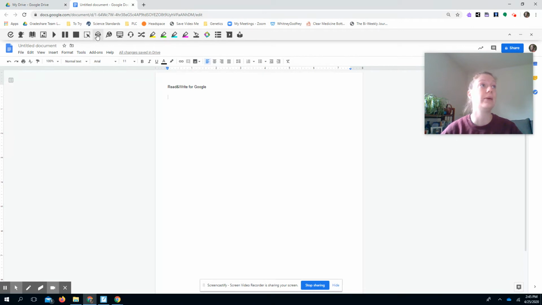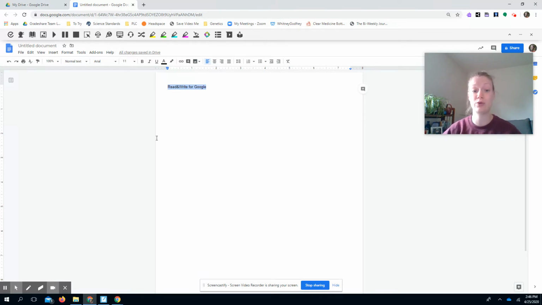So if you go to the top, you'll notice that there's a handful of different options. You've got checking, that's more checking your work. Prediction, I don't really want you to use that. There is a dictionary if you need it, and a picture dictionary. It offers you the opportunity to play, pause, and stop. So if you highlight text and you go up to play, it will say the words that you highlight.